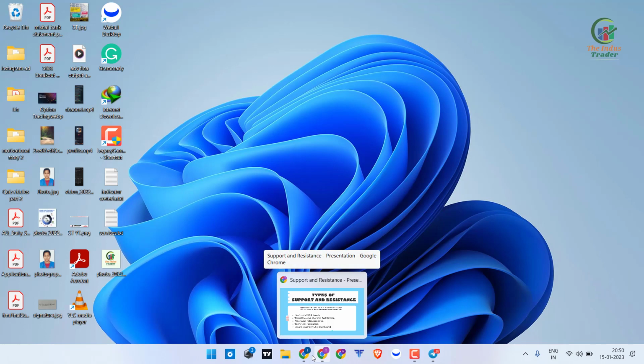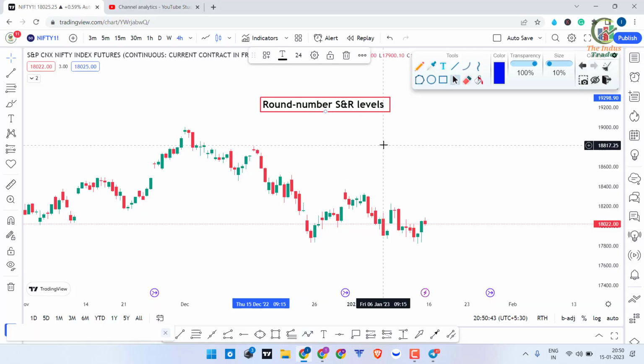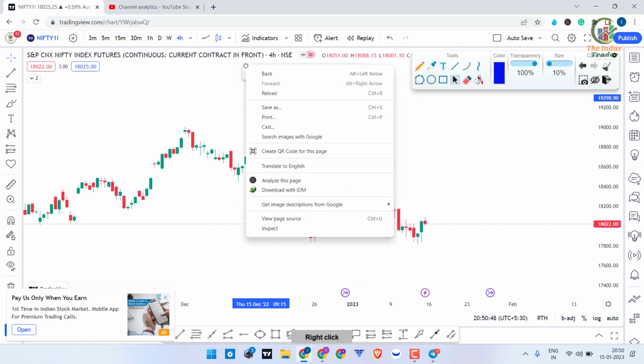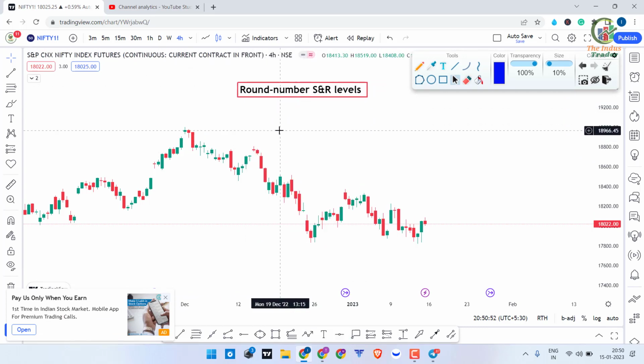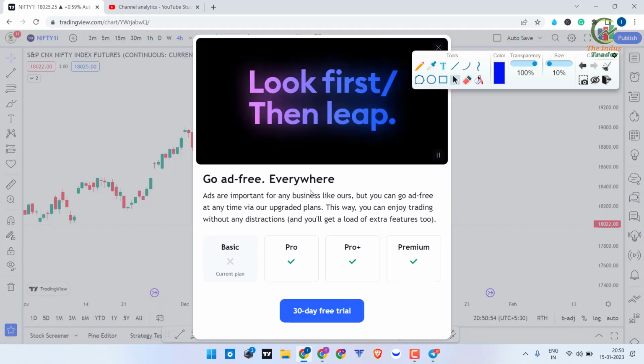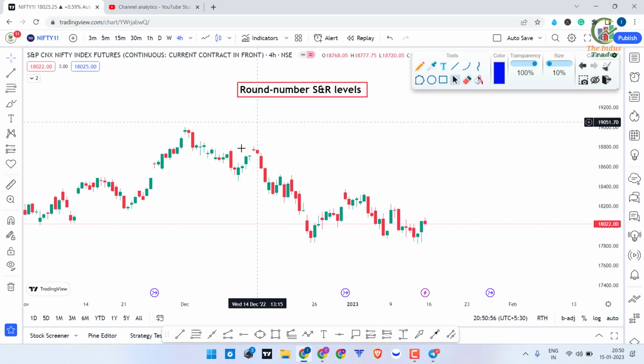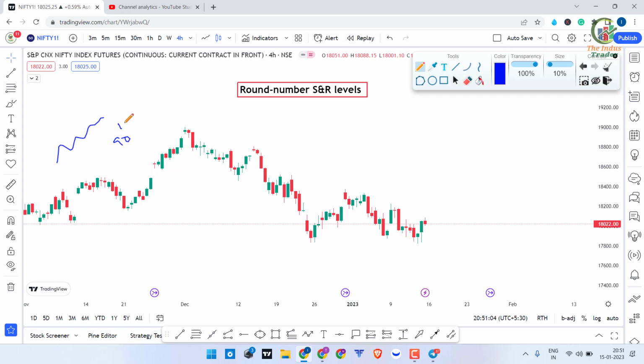So let's get back to the topic. Round number or psychological number: what is the psychological number, what is the concept, and why should we give importance to these levels? Let me clear it up first. Have you ever seen that we make a number round, let's say 90 rupees, we make it a round number as 100, or 199 as 200, which is the nearby round number.